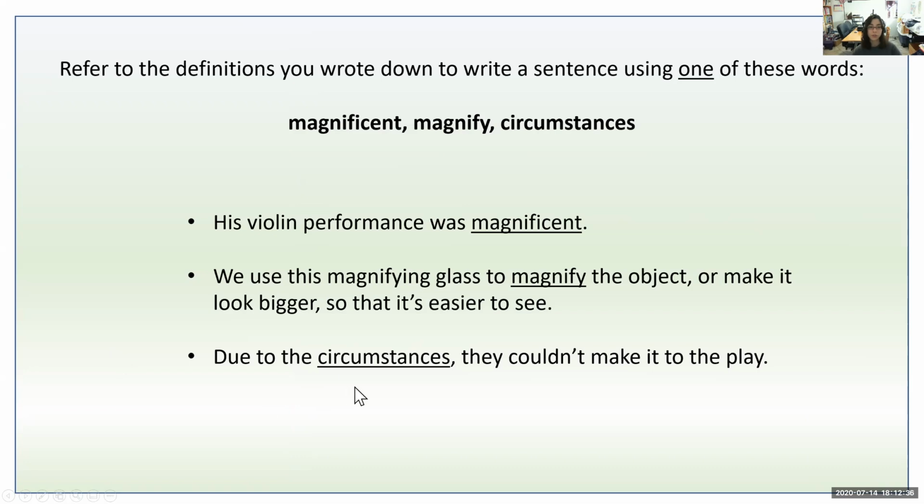Then we have, due to the circumstances, they couldn't make it to the play. So basically the events that surround or the events around that. That's what circumstances translates to. So due to the circumstances, the surrounding events, they couldn't make it to the play. So again, these are just sample sentences. So if you had something different, that's perfectly fine.